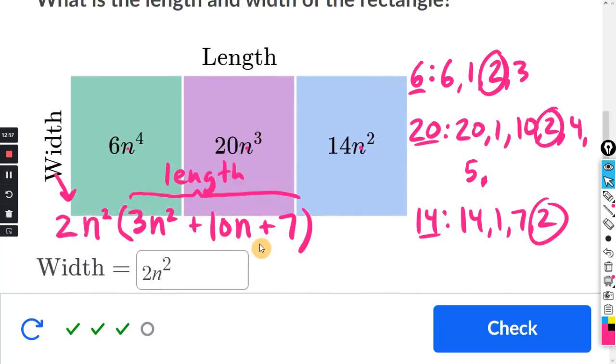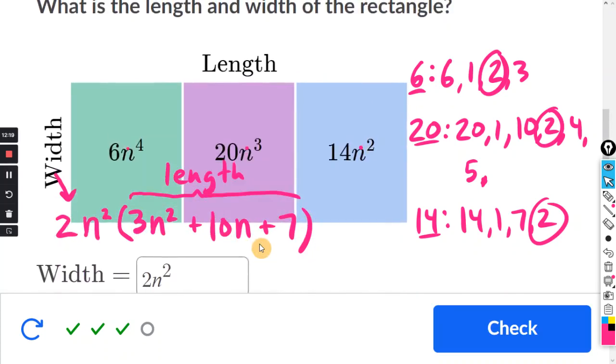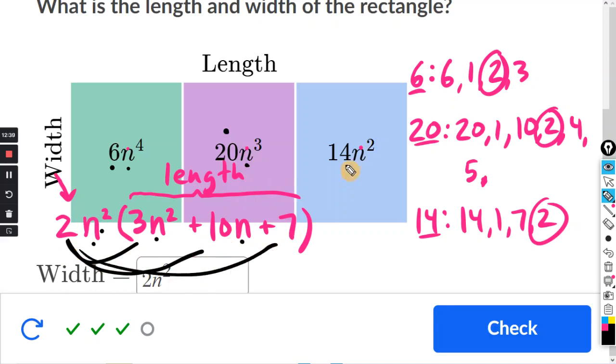And by the way, I should have mentioned this before. If you want to check your answer before you click this button here, just distribute. 2 times 3 is 6. N squared times n squared is n to the 4th. 2 times 10 is 20. N squared times n is n to the 3rd. And 2 times 7 is 14. And n squared times 1 is n squared. So if you want to check before hitting this, just distribute.